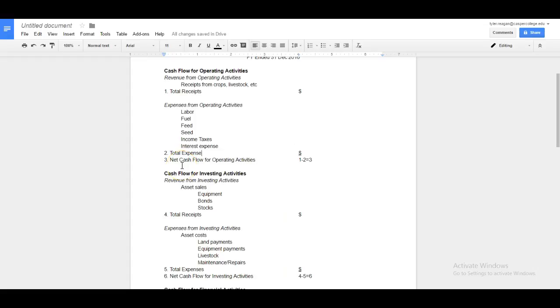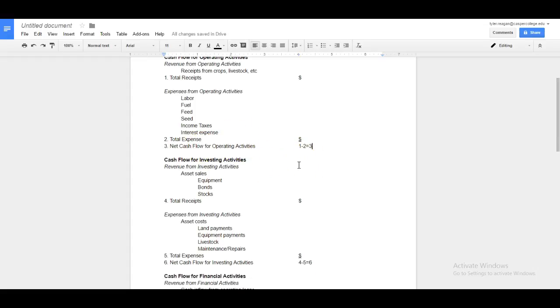The next thing you're going to do is calculate the net cash flow for operating activities. To find that, you simply take the total amount of receipts minus the total expenses to come up with the net cash flow for operating activities. So that's going to be this first main line. How much did you make off of these operating activities? Did you make money off of your crops and livestock? Did your farm actually make money, or did you have more in expenses for the operating activities? That's going to show in this net cash flow for operating activities.